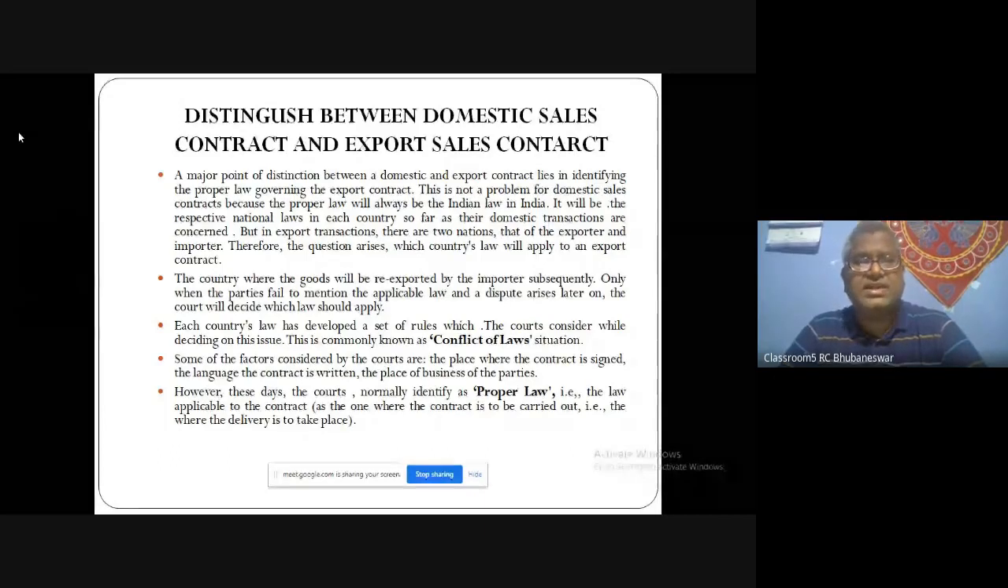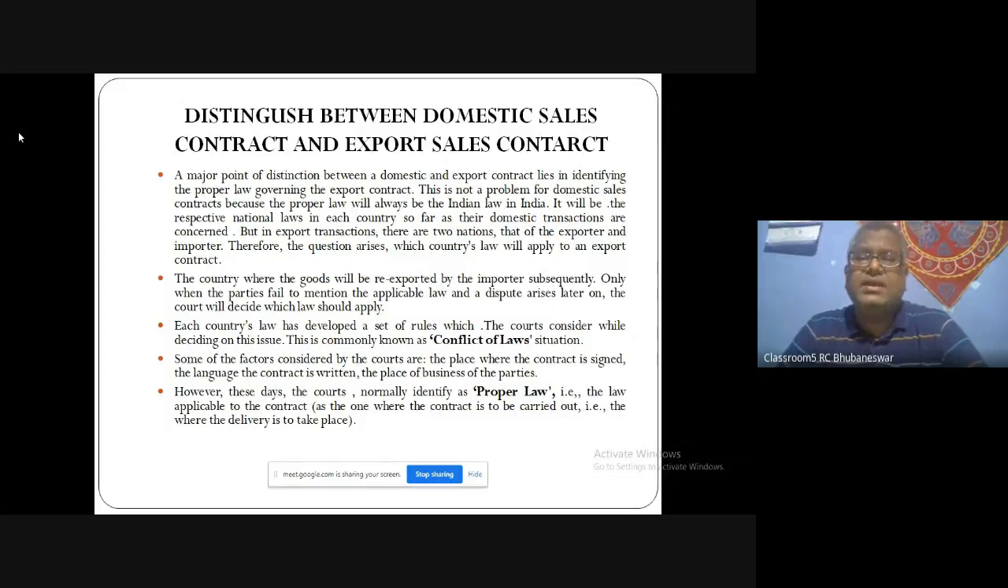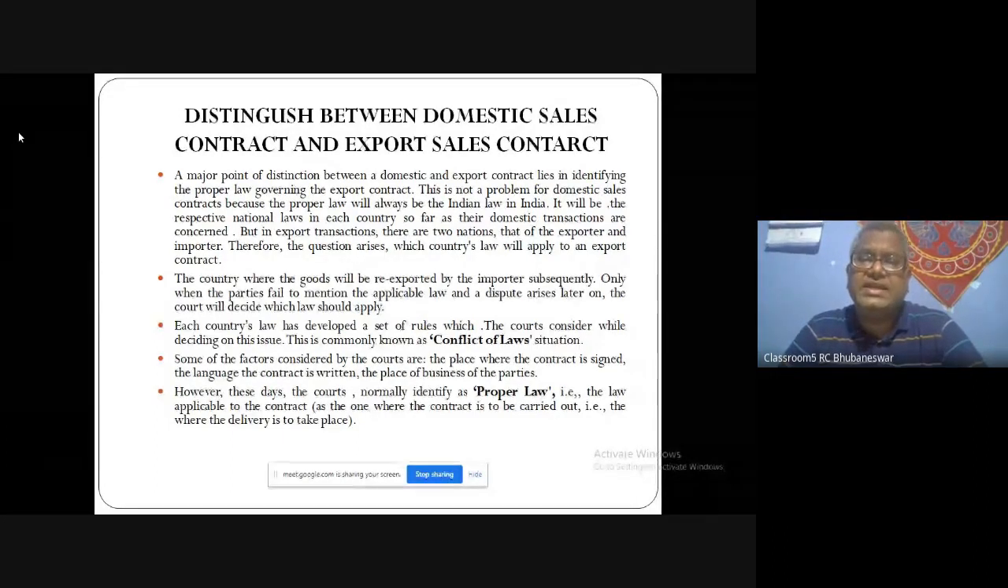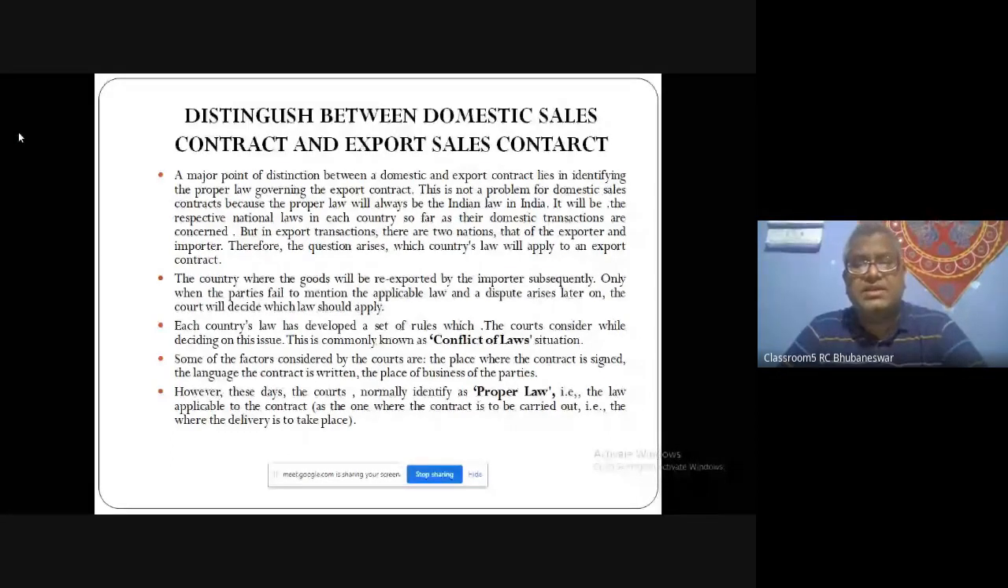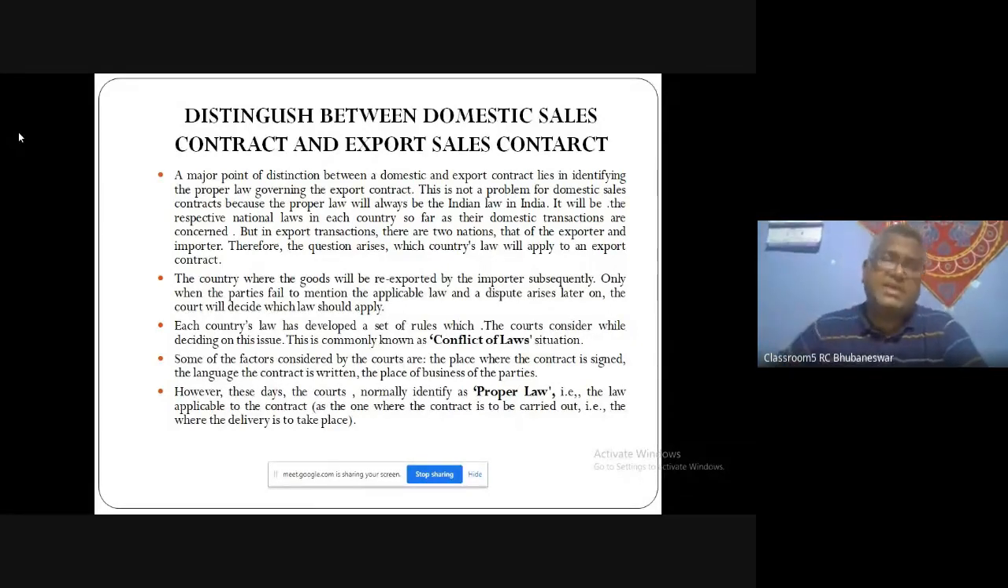Guidelines and laws, it means there will be respective national laws in each country as far as domestic transactions are concerned. Respective countries have respective guidelines. But in an exporting transaction, between two nations, exporter and importer, some questions arise. And which country's law is applicable to which type of export contract?